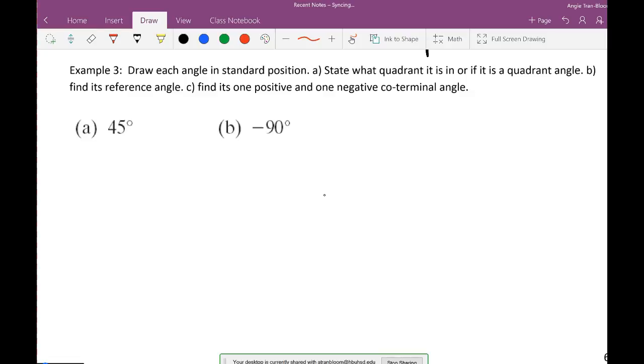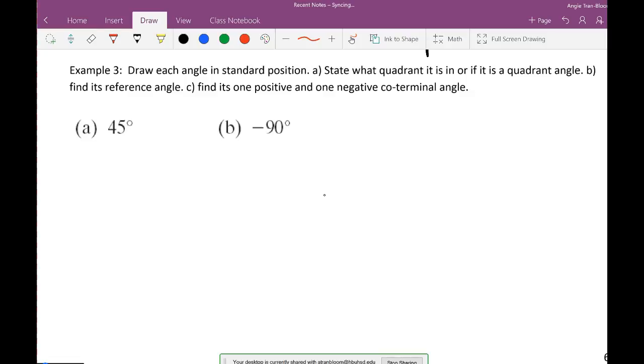Example 3. Can you please help me, Mac, read the direction to example 3? Example 3. Draw each angle in standard position. State what quadrant it's in, or if it is a quadrant angle. Find its reference angle, find its positive and one negative coterminal angle.